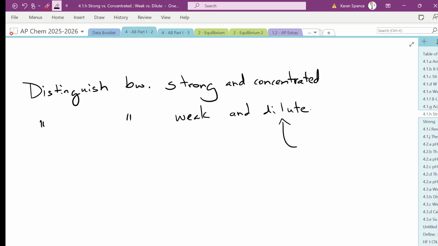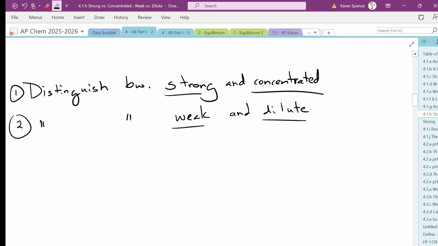I want you to do two tasks. Number one, distinguish between strong and concentrated. What's the difference between those two? Task number two, distinguish between weak and dilute. What's the difference between those two? I'm going to give everyone a minute and then I'll talk to you, Tony, okay? Okay, sorry I wasn't perfectly clear on that. I'm going to go to Tony first because he had his hand up first, but then I'll come to you, okay? Okay, Tony, go for it.